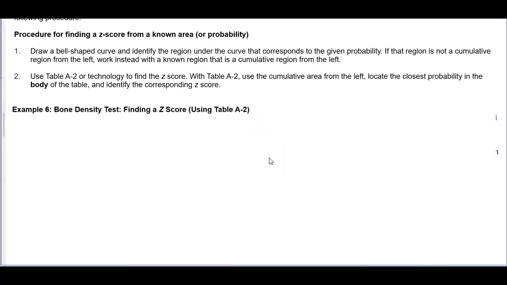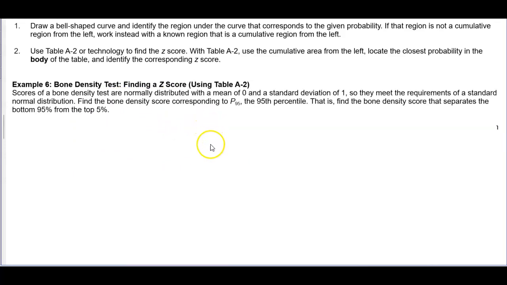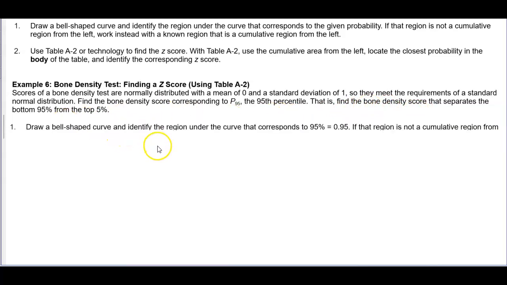Let's try an example here. Example 6, bone density test, finding a z-score using Table A2. Scores of a bone density test are normally distributed with a mean of 0 and a standard deviation of 1, so they meet the requirements of a standard normal distribution. Find the bone density score corresponding to the 95th percentile, which means find the bone density score that separates the bottom 95% from the top 5%.